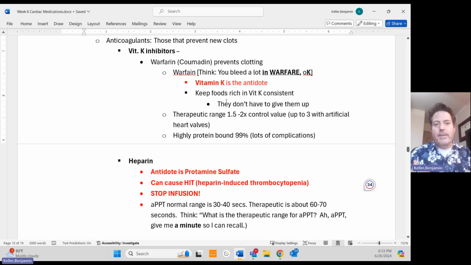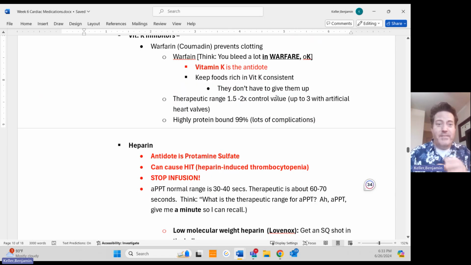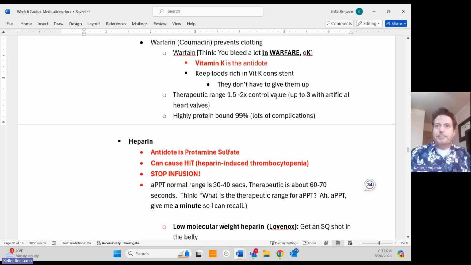You don't have to give up vitamin K-rich foods. Say they really like kale. They don't have to give up the kale. They just have to keep the amount of kale consistent from day to day. My personal way of eating kale, I tell people to prepare with a little bit of extra virgin coconut oil because then it makes it easier to scrape it in the trash can.